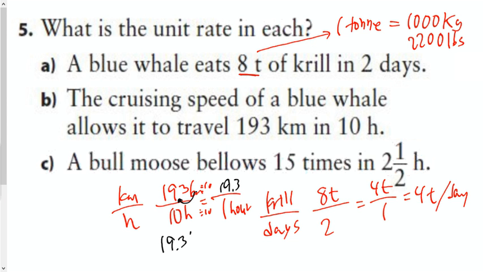Therefore, the blue whale can travel at an average speed of approximately 19.3 kilometers per hour. Of course, it has to pause. I'm sure during those 10 hours, it would build up quite an appetite considering it needs to have 4 tons of krill a day. So it'd probably pause to have a snack, which would, of course, decrease its overall speed. And who knows what it would be. I don't even know how often it eats.